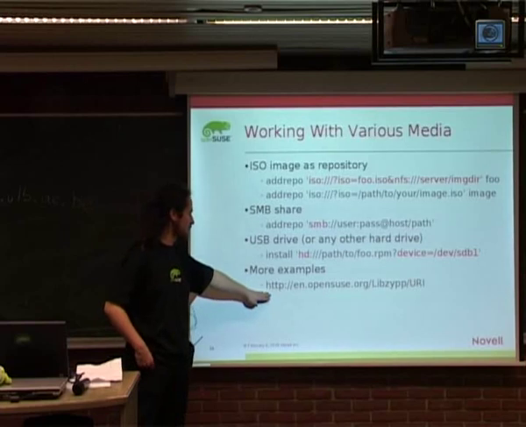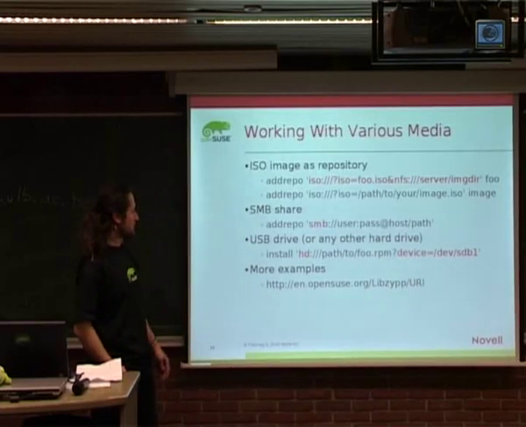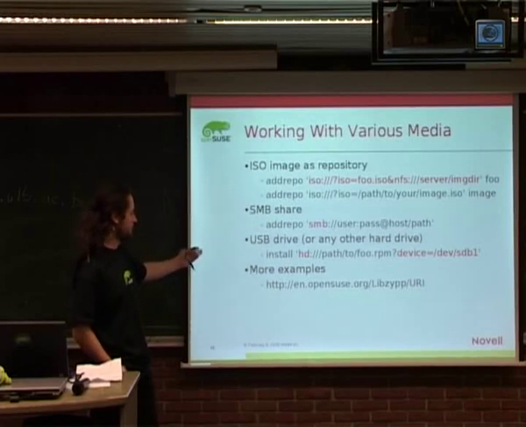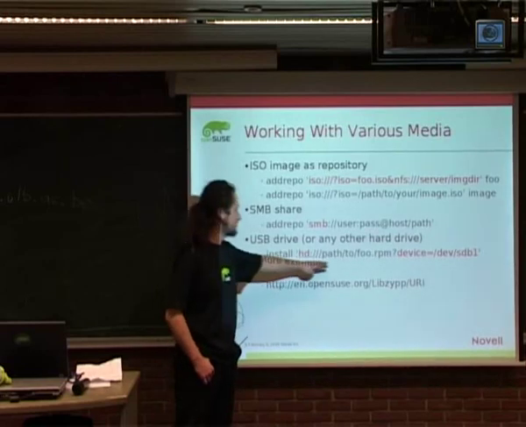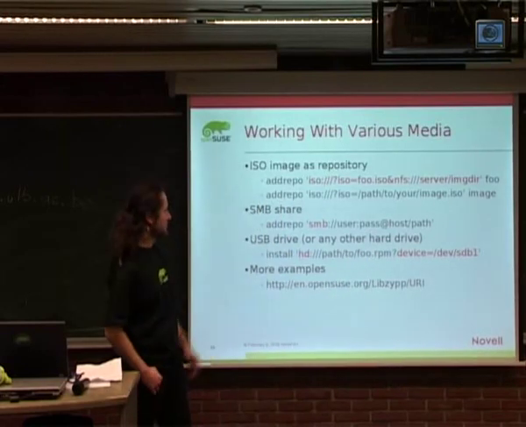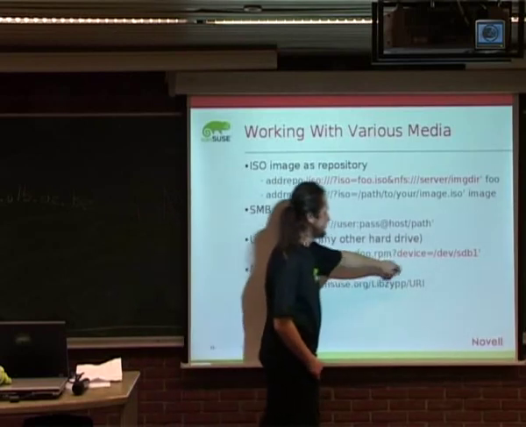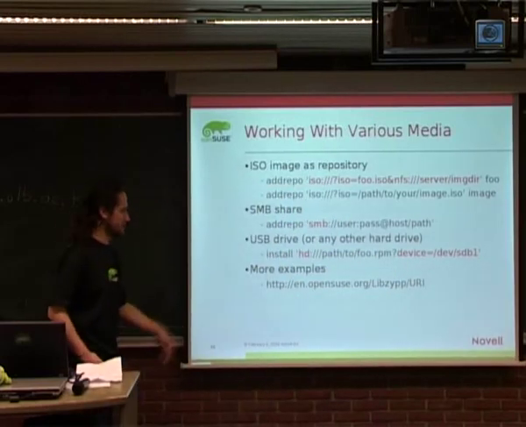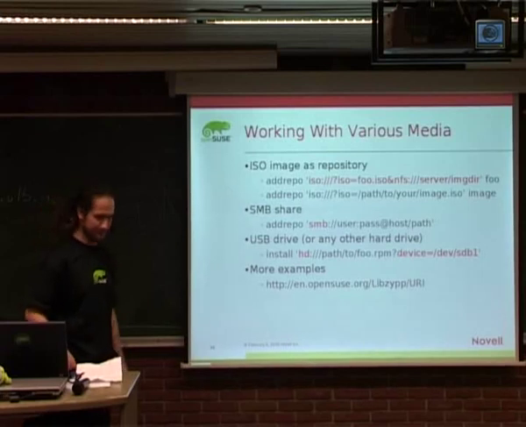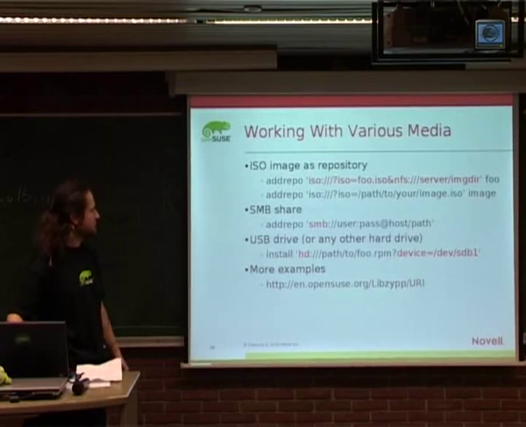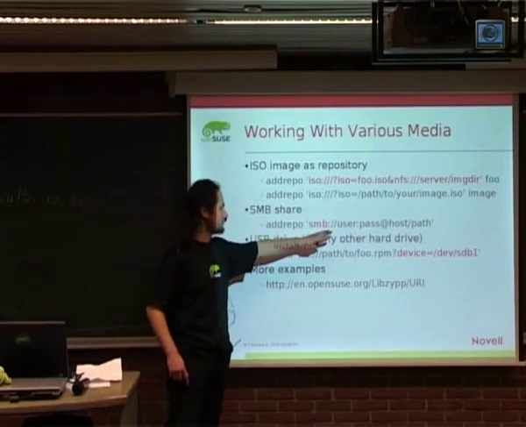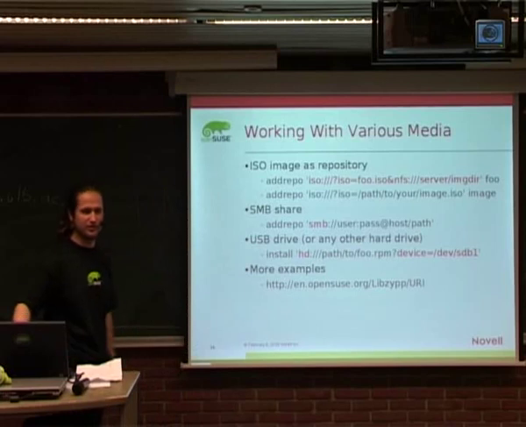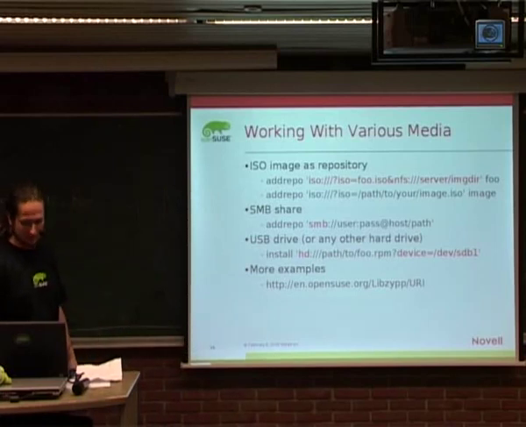Here are more examples. For example, you can plug in your USB hard drive and tell Zypper to install an RPM package from it, just like this. You have to specify the device under which it is known to the system. All these URLs in this shape you can use also in Yast. It's a libzip feature.